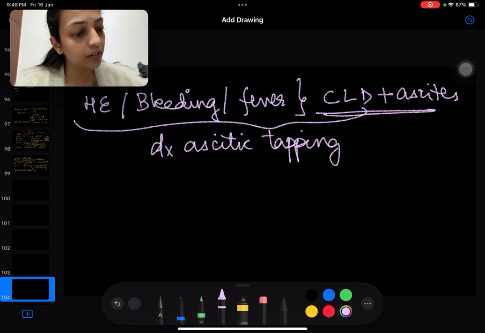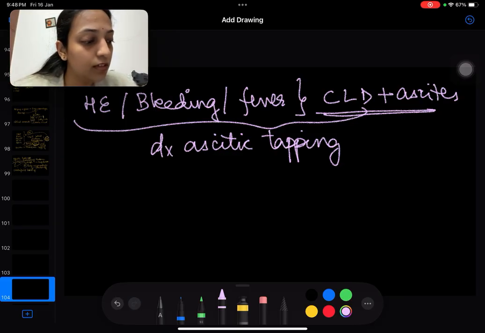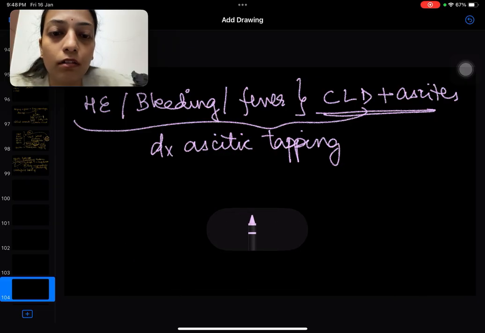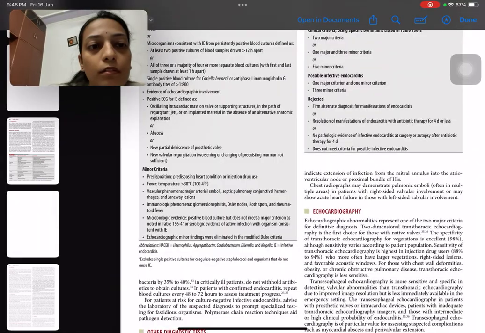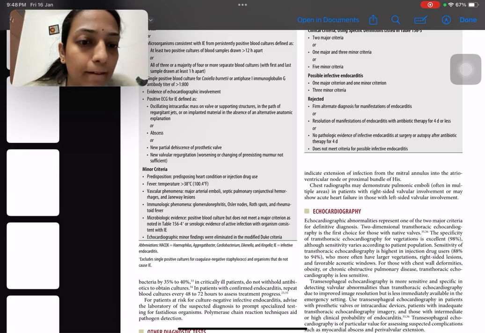Now, initial treatment. So what is the initial treatment for these? There's a table. Let's look into that first. Wait, I'll look into it.